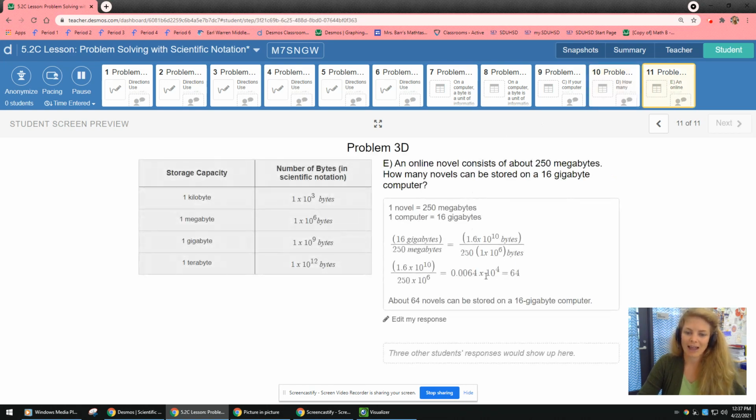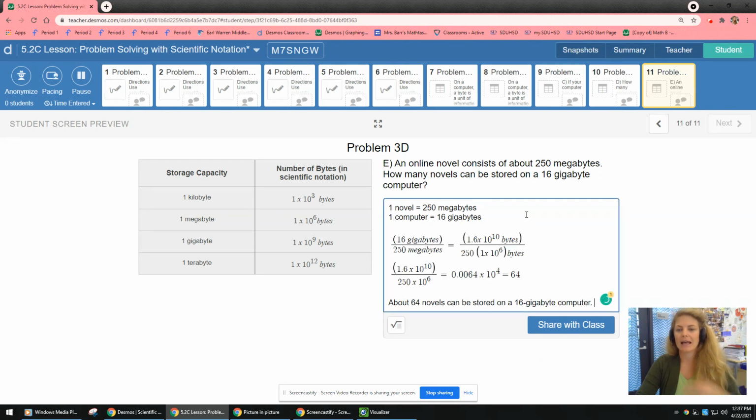And then on slide 11, it says, if a novel consists of about 250 megabytes, how many novels can we store on a 16 gigabyte computer? So if one novel is 250 megabytes and one computer has 16 gigabytes, we're going to take those 16 gigabytes and divide it by 250 megabytes to see how many novels can fit on the one computer. So when we do that division, we get 64. So about 64 novels can be stored on a 16 gigabyte computer. That's awesome. That's like a year's worth of books, right?